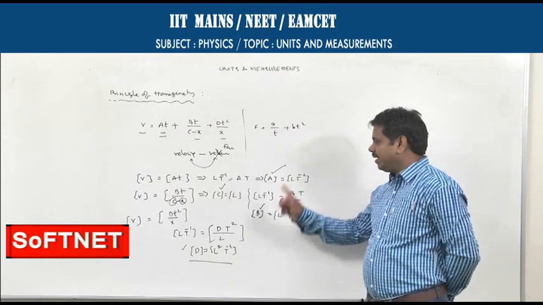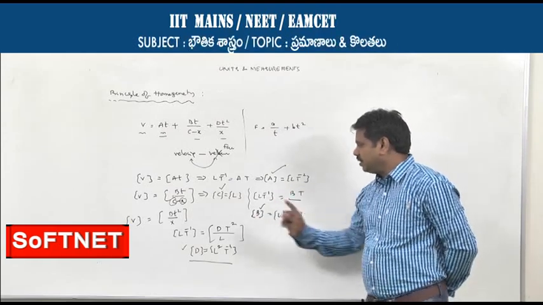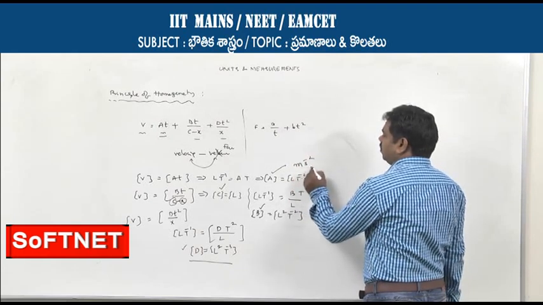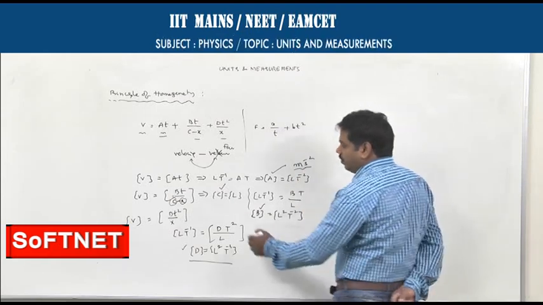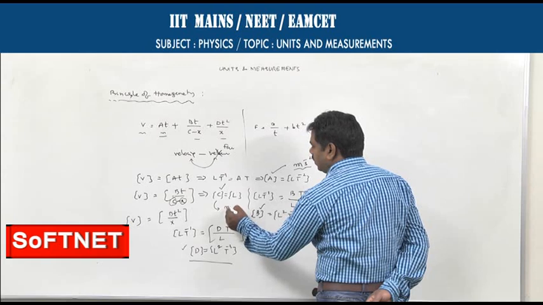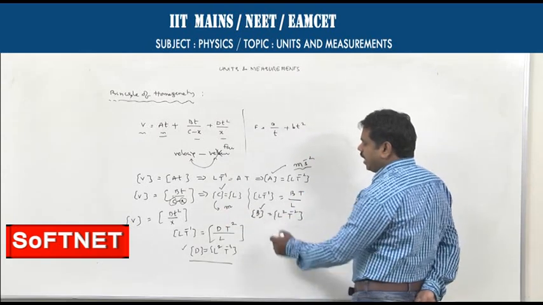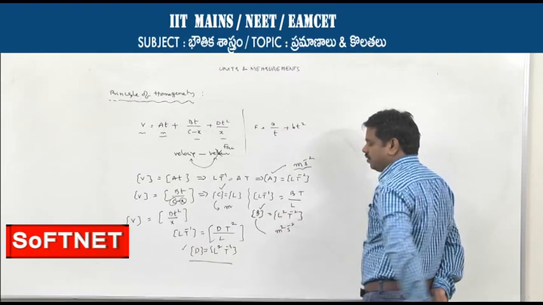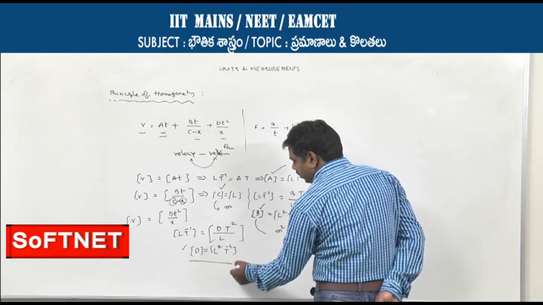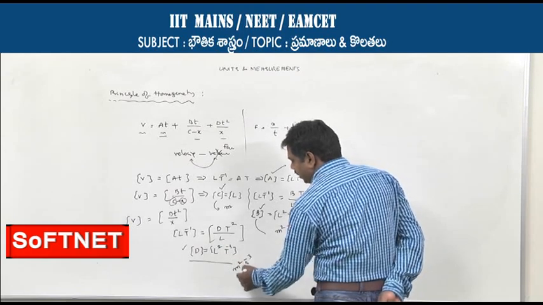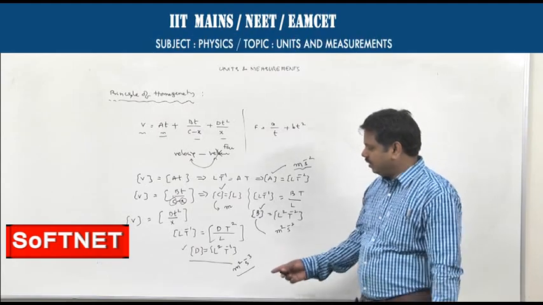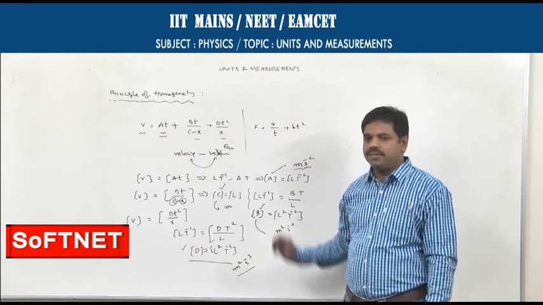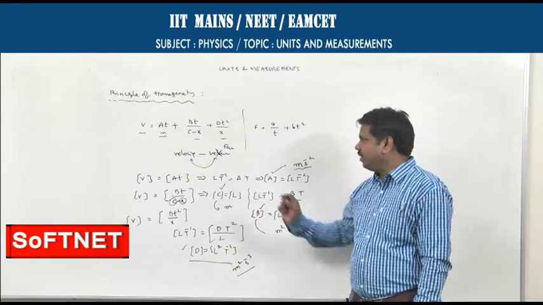And of course we can write the units of these constants also. How to write the units? Very simple. For A, length per time square, meter per second square. And the unit of C? Length, that is nothing but meter. And the unit of B, this is length square, that is meter square per second square. And what is this one? Meter square per second cube. And like that we can write the dimensions, the dimensional formula, as well as the units of the physical constants in this equation.